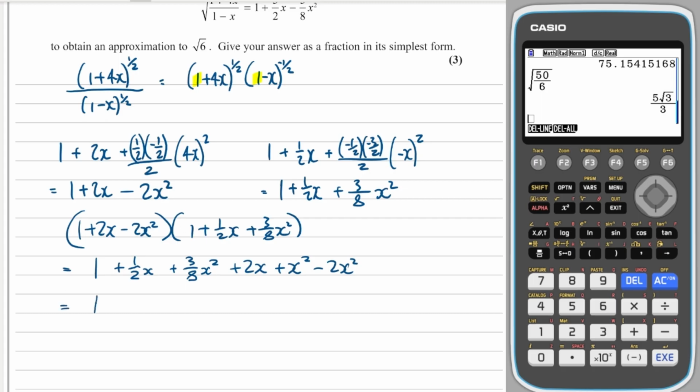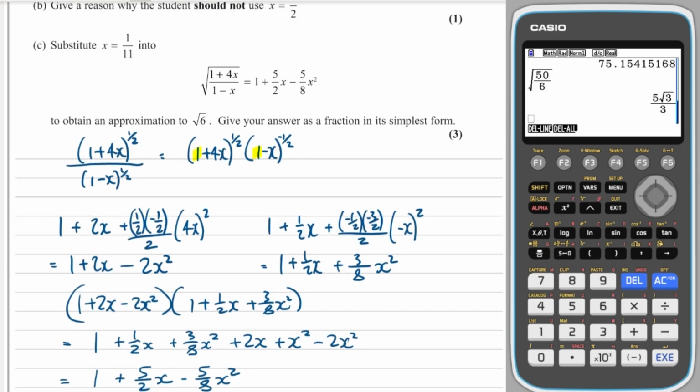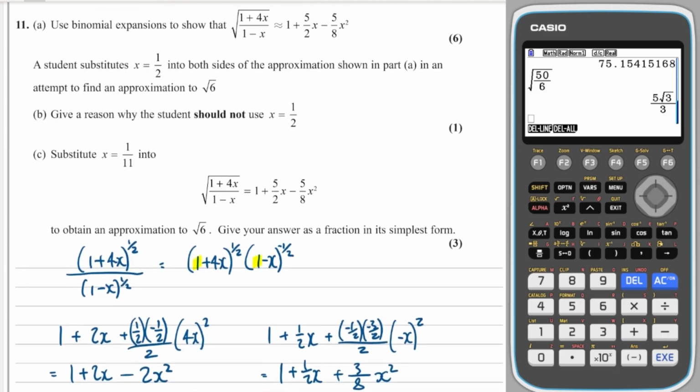Okay, let's simplify. We have a half x and 2x is 5 over 2x. And we have 3 over 8x squared minus an x squared, so that's minus 5 over 8x squared. And that is as required.